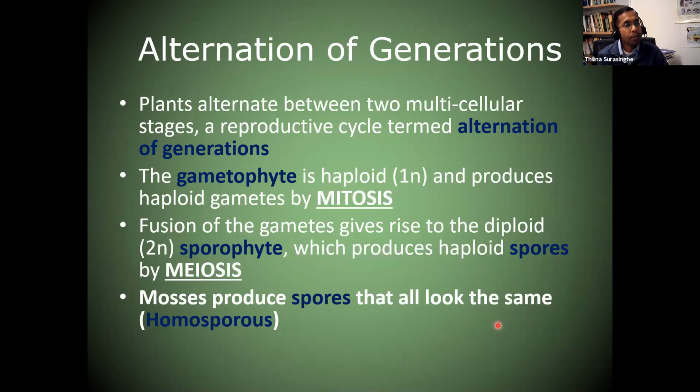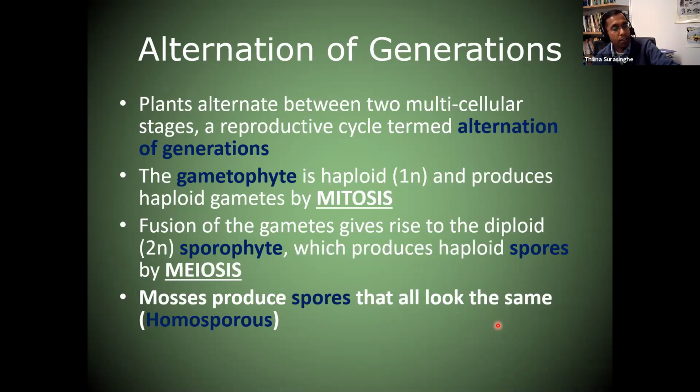Now, another unique feature that I want you to understand that is important for all forms of land plants is the alternation of generations. What do you mean by alternation of generations? So all land plants alternate between two multicellular stages in their life cycle. And those two are really important for the reproduction of that particular species or plant. And those two stages are the gametophyte and the sporophyte.